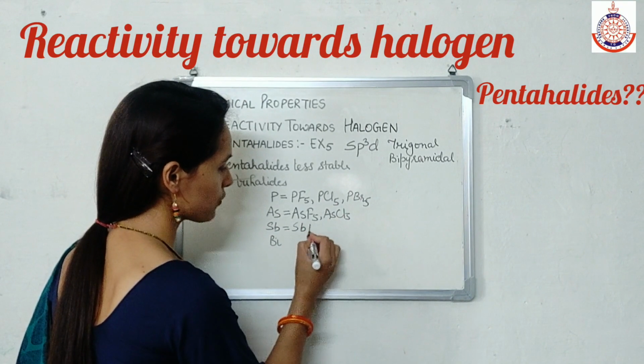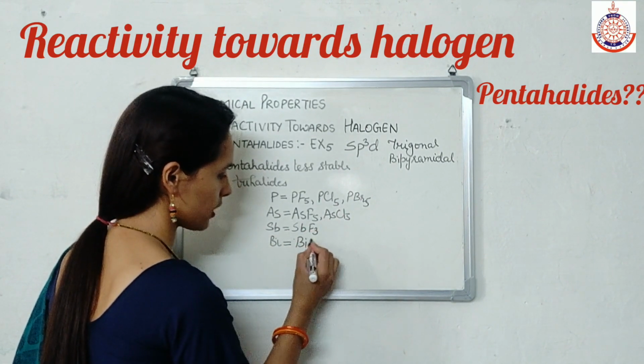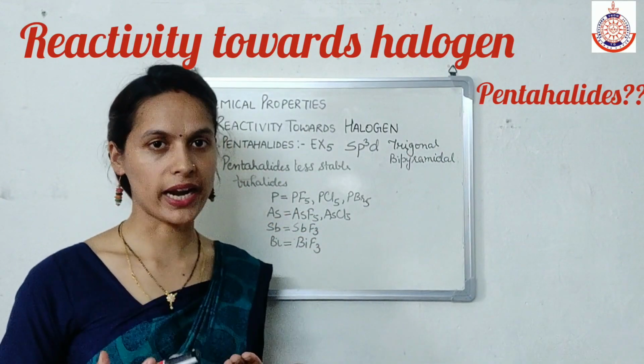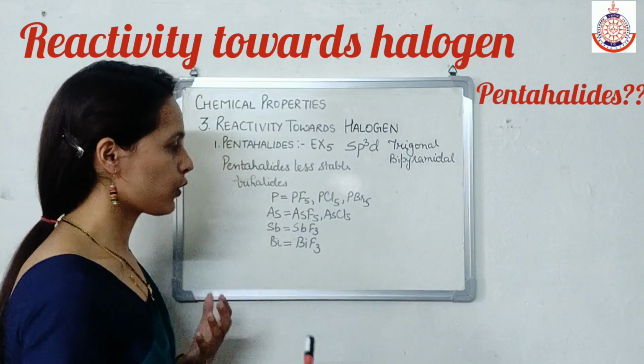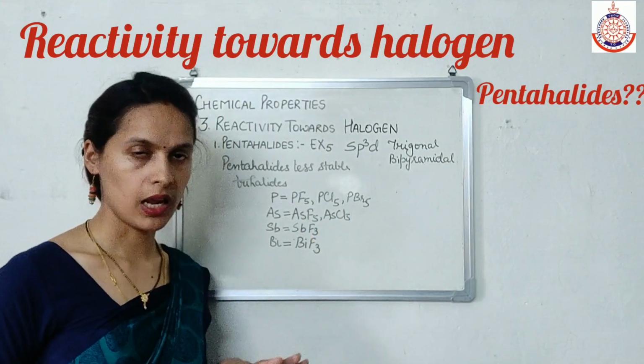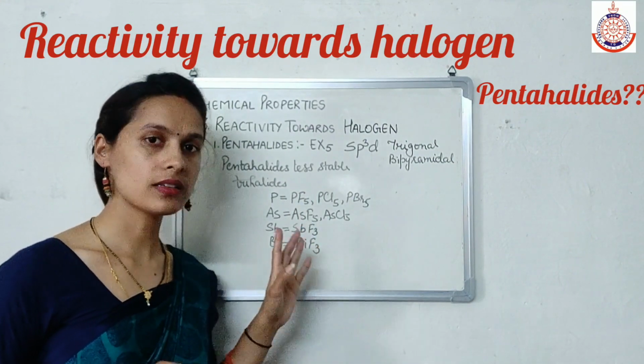Similarly SbF3 is also present, and BiF3 is also present. Means if we talk about the fluorides, the fluorides of phosphorus, arsenic, antimony and bismuth are stable. Pentafluorides of phosphorus, arsenic, antimony and bismuth are stable.